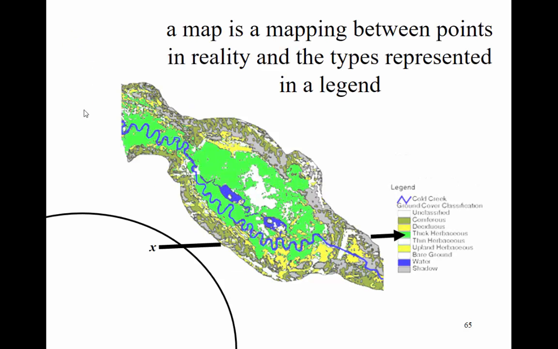All right, so a map is a mapping between points in reality on the surface of the planet and types represented in a legend. It's just like the Holstein cow. The label is a little map. It tells you the type which it's a map of, and it tells you the instance, and it maps to the type.